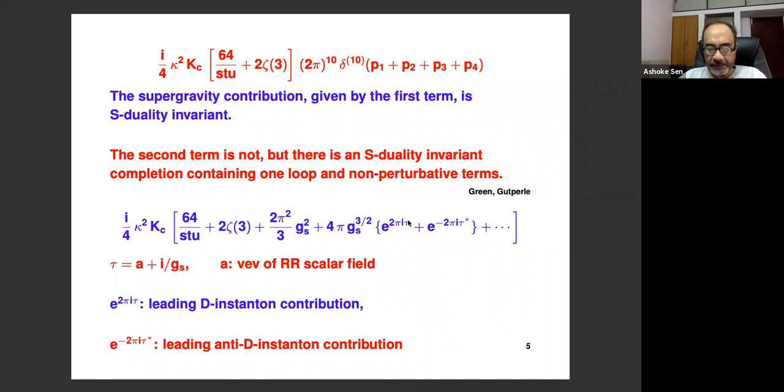In this expansion, this is the D-instanton contribution, and this is the anti-D-instanton contribution. Tau star is the complex conjugate of tau. And of course, even for the single instanton, there are power law corrections, corrections in powers of g_string, and then there are 2 instanton and 3 instanton corrections, none of which I have written down here.